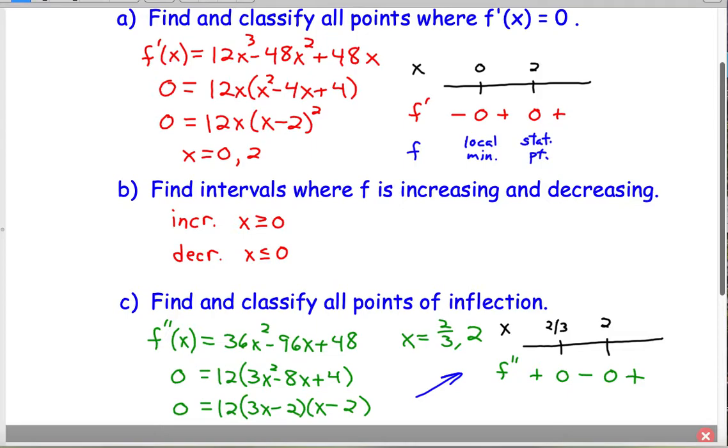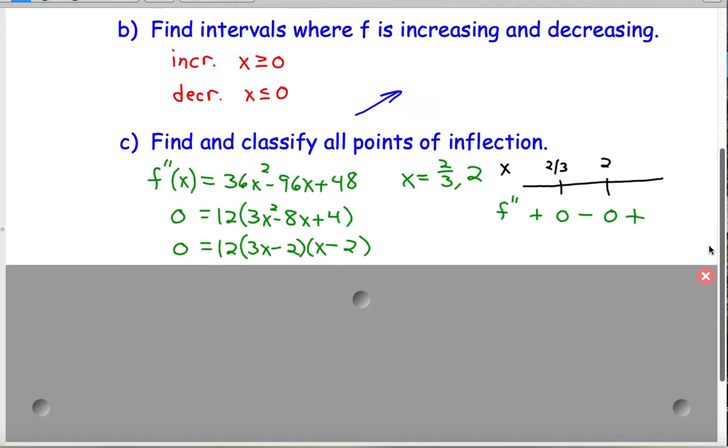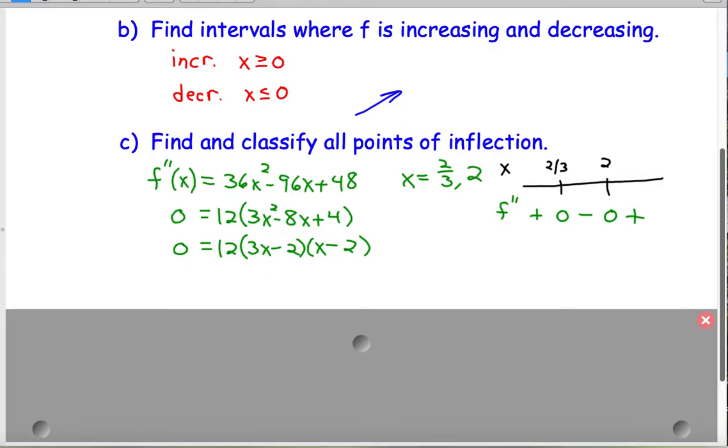So notice what's happening here. Since f double prime is changing signs at 2/3, and then it's changing signs again at 2, these are both inflection points. Now, since at x equals 2, the first derivative is also 0, this is a stationary inflection point, and this is a non-stationary inflection point. So when it says find and classify all the points of inflection, we're going to write exactly that.